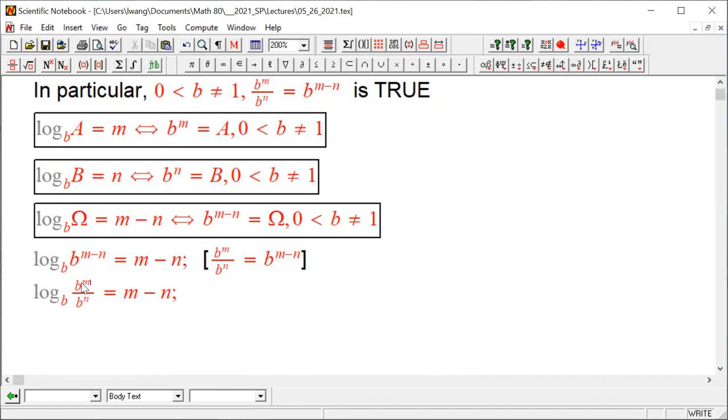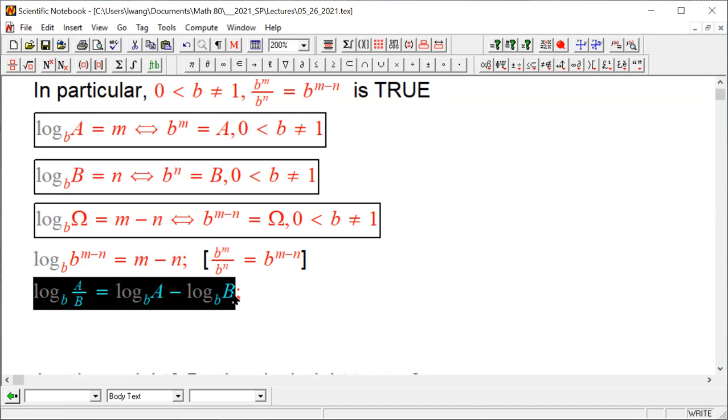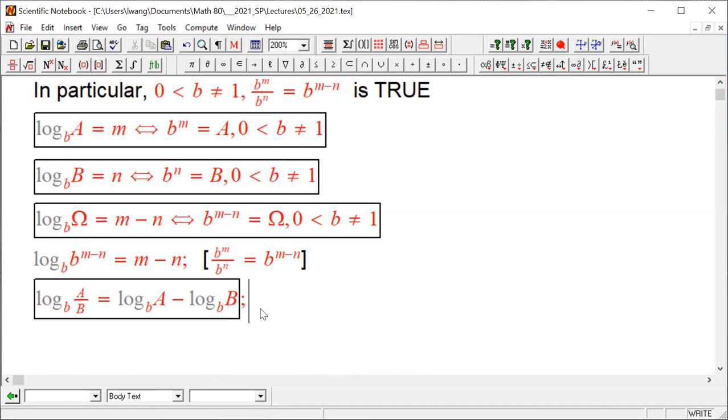Okay? And b to the power m is what? It's a capital A. B to the power n is a capital B. And what is m? M is log base b of A. And what is n? Lowercase n is this guy. And here we go. We get the second truth. We got the second truth. And this rule is called the quotient rule.